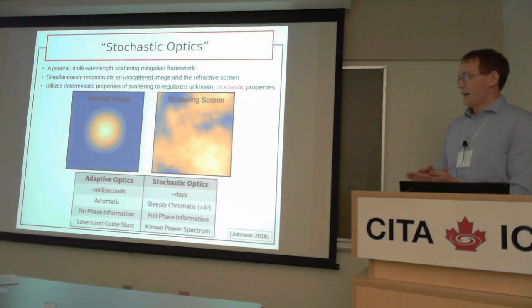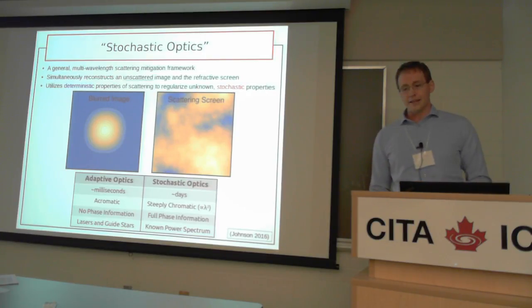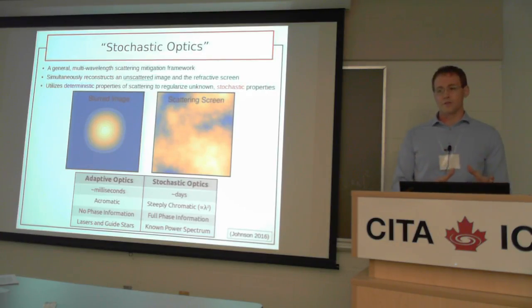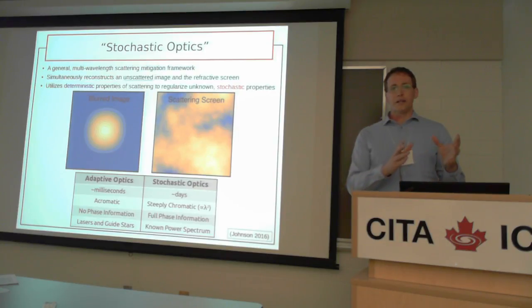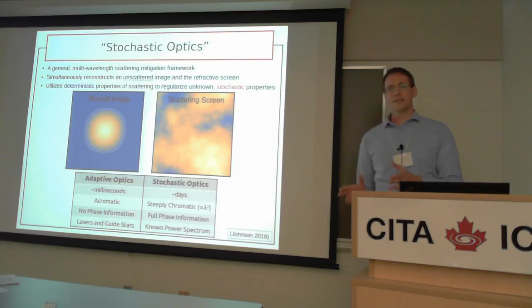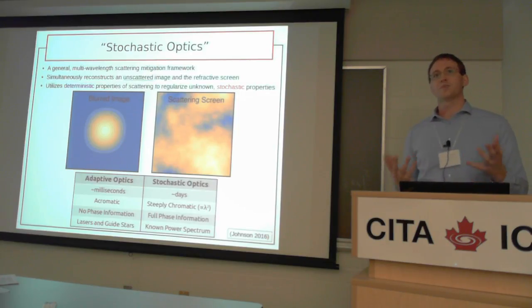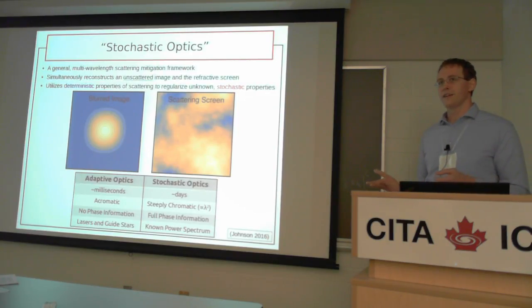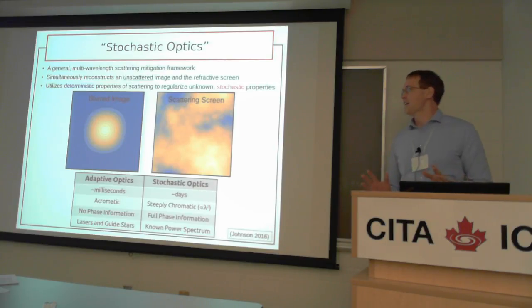So the idea of this mitigation strategy is that instead of just reconstructing an image from VLBI data, we're going to reconstruct an image and the scattering at the same time. It's similar in spirit to something like interstellar holography, but it's enormously simpler.